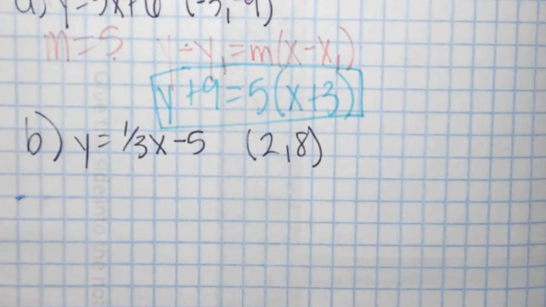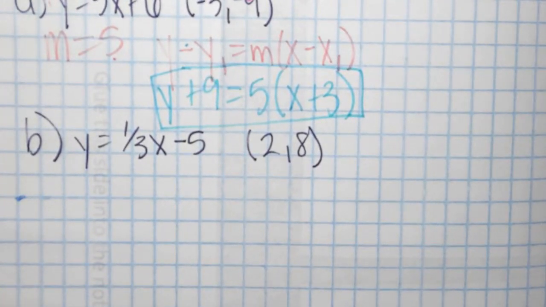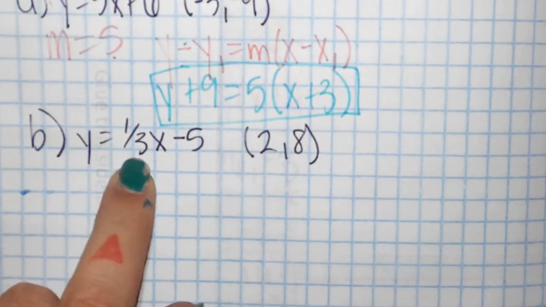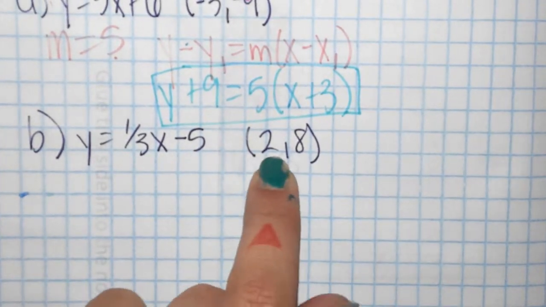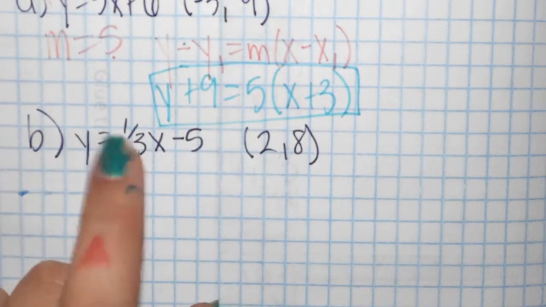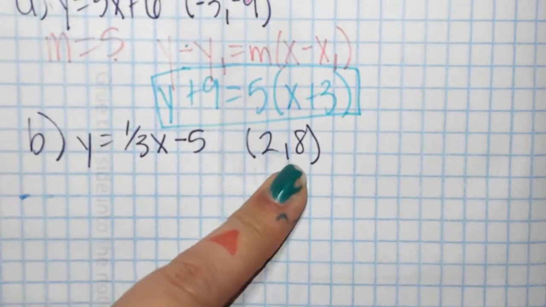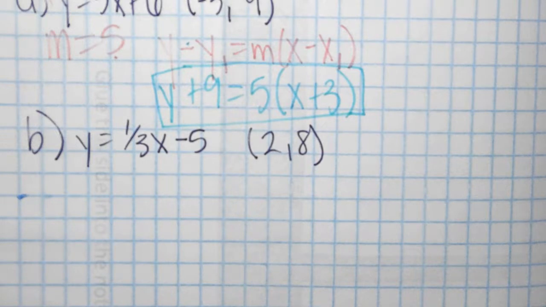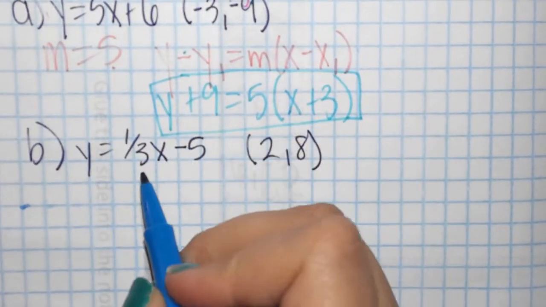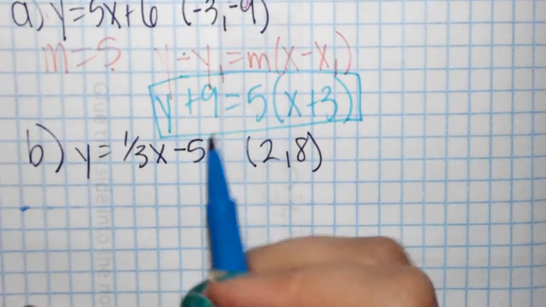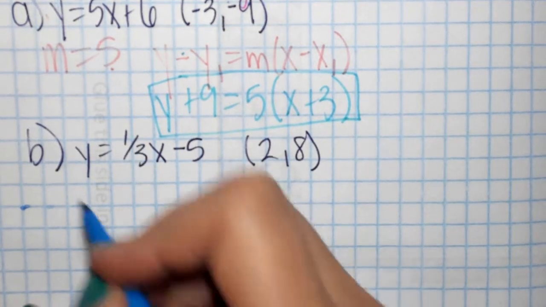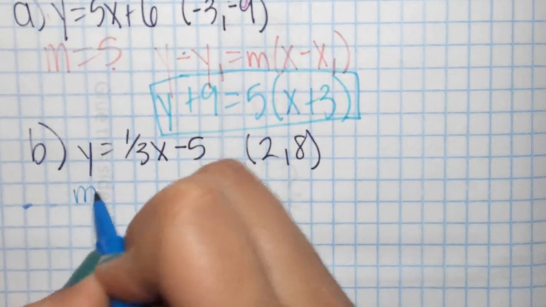Alright, so B, we have a new equation. Troy, we've got a new problem on the board, right? Yes. Are you ready to do this one? Of course. Okay, so our first equation is y equals 1/3 x minus 5, and our point is (2, 8). So we need the line that is parallel to this one and passes through this point. What does parallel mean? They have the same slope. Okay, what is the slope right here? 1/3. So what is our new slope going to be? 1/3.